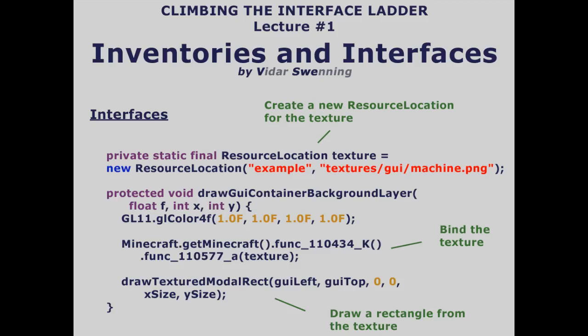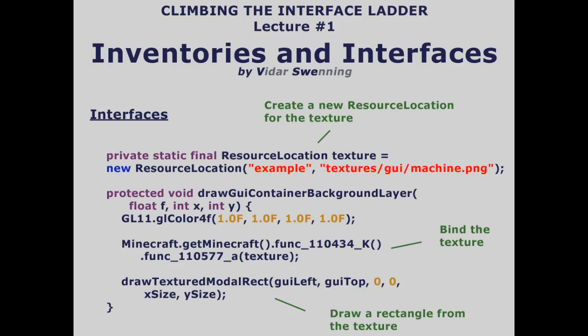Then what we have here is the actual drawing of the interface. Very simple at the moment, but we're going to see more advanced things in the future. What we have is something called a resource location, and we specify where this resource is located. So that's example there first, and then textures/gui/machine.png.